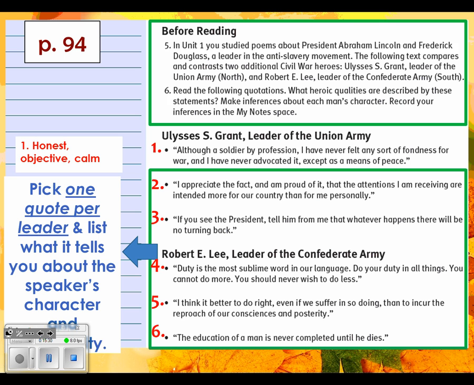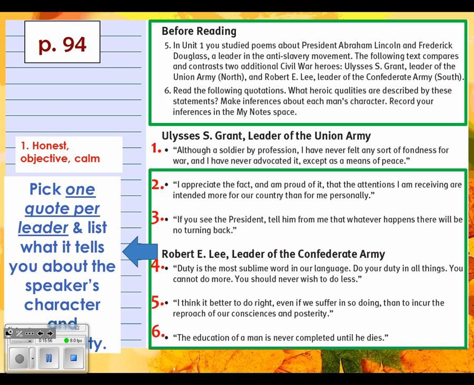All right, what about Robert E. Lee? What was the heroic trait or quality that you found in one of the quotes about Lee? What did you find, please? For number 4. Okay. It shows that he's strong-minded, has strong beliefs. Nice. He's strong-minded, strong-willed. He stays with his beliefs. I like that. Anything else? A different trait or quality?